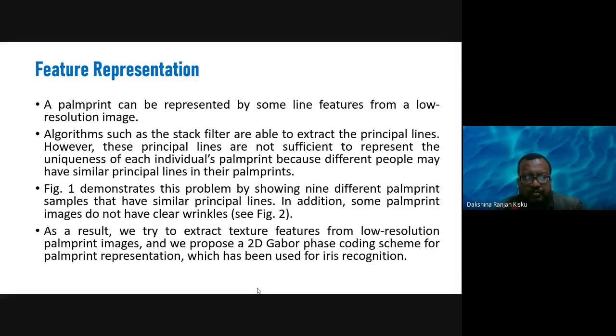Now, after preprocessing and obtaining the region of interest, we need to have a set of features. A palm print can be represented by some line features from a low resolution image. In the low resolution image, we can only see the principal lines. Sometimes principal lines are not sufficient to represent the uniqueness of each individual's palm print.